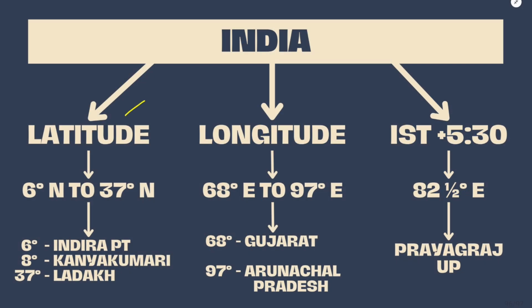To sum up, India's latitudinal extent is from 6 degrees north to 37 degrees north. India's southernmost point is the Indira Point at 6 degrees north, while the southernmost point of the mainland is Kanyakumari at 8 degrees north. The northernmost point of India is in Ladakh at 37 degrees north. Coming to its longitudinal extent, India spans from 68 degrees east in Gujarat to 97 degrees east in Arunachal Pradesh. Coming to India's standard time, the Indian Standard Time is GMT plus 5.5 hours. This is based on the 82.5 degree east meridian, which passes through Prayagraj in Uttar Pradesh.